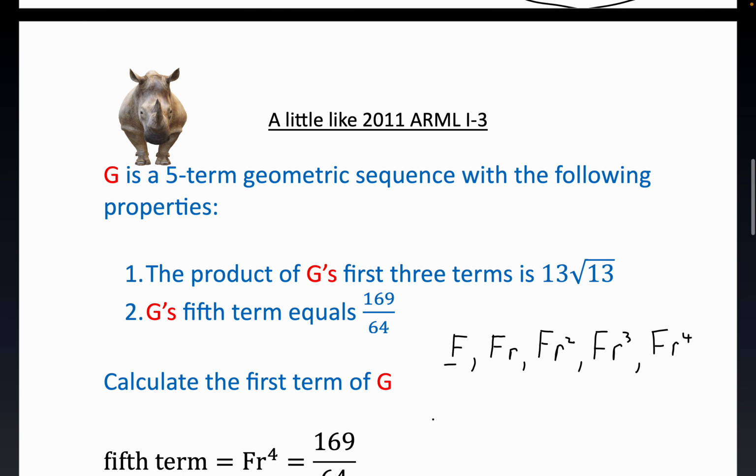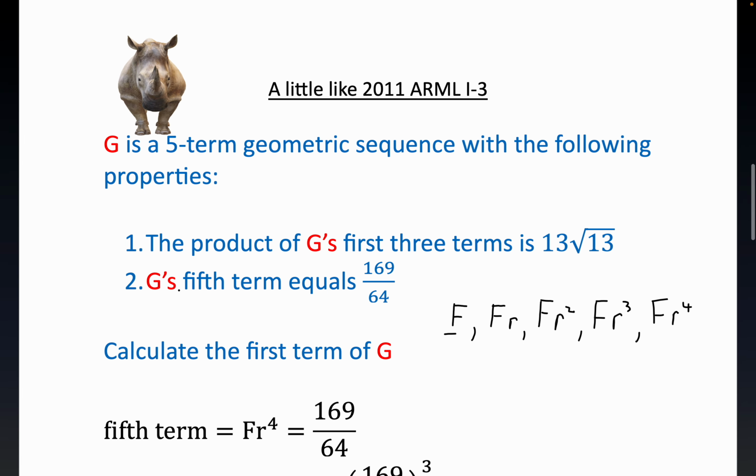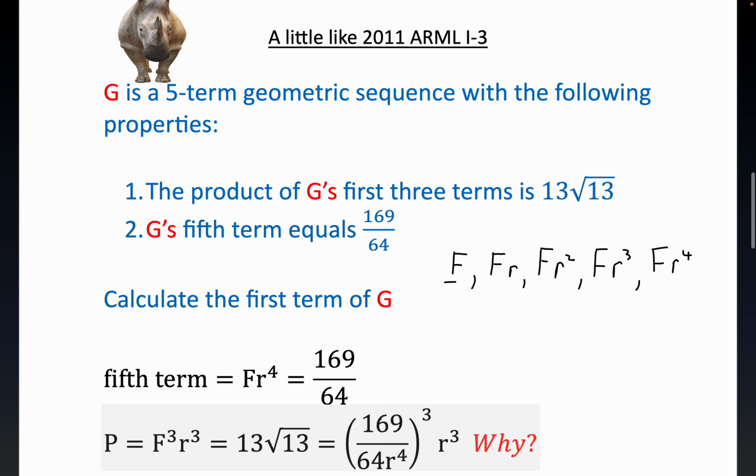All right, so now we're given the fifth term is equal to this value, and this is the fifth term, right? The 1, 2, 3, 4, 5. So the fifth term is actually 169 over 64. Also the product. Now the product takes a little bit, but this part right here is the product of the first three terms. If you juxtapose all of them, you get f cubed, but you have r to the first here, and so that's why you get f cubed r cubed. So it's important as far as notation to write this down, okay?